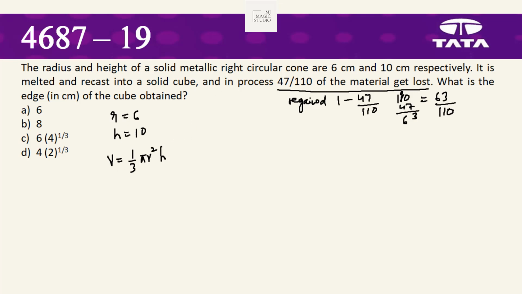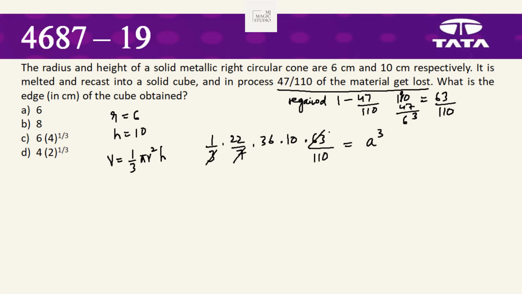So that should be equal to volume of the new cube. What is the edge of the cube obtained? So 1 by 3 into pi is 22 by 7. R here is 6, that is 36. Height is 10 into 63 by 110. This should be equal to a cube if edge of the cube is taken as a. We need to solve this and find the value of a.